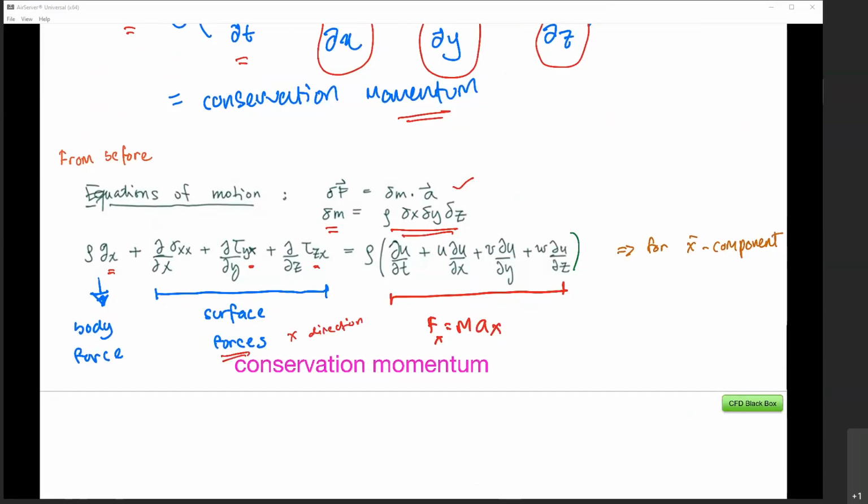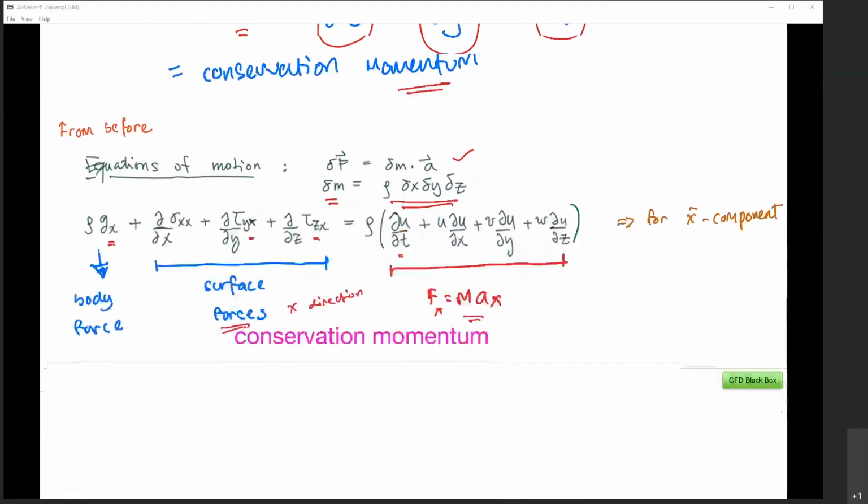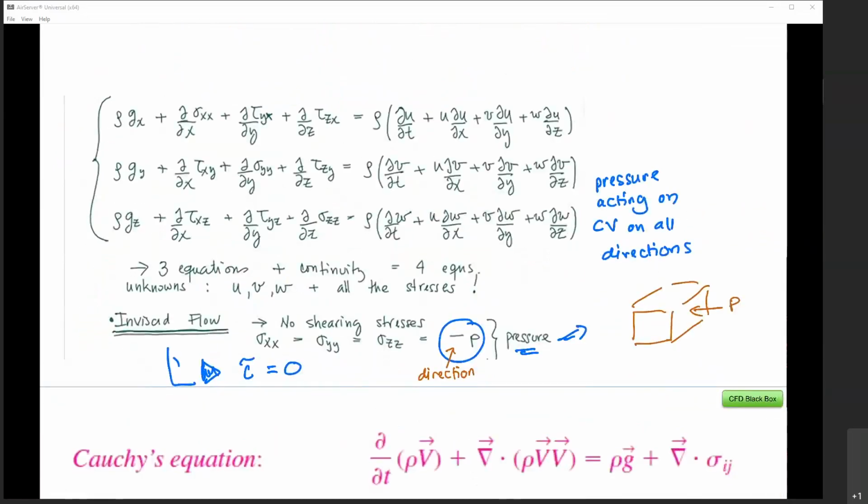Okay, which is equal to rho multiplied by du/dt. This is F equals ma. So du/dt plus u du/dx plus v du/dy and w du/dz, for the x component. If you write it for all of them, for the x component, y component, and z component, you are going to get something like this.